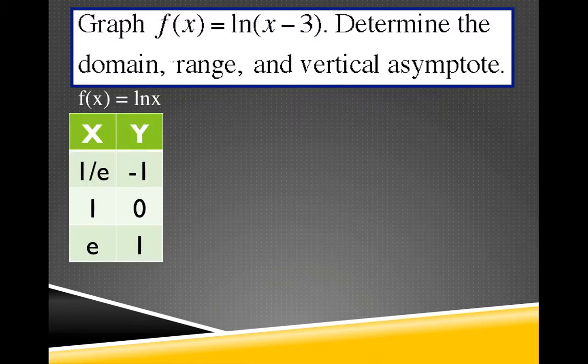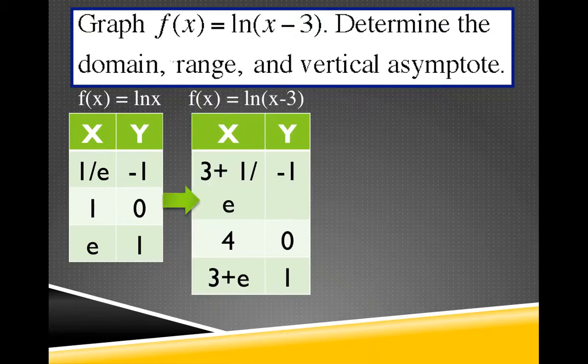Well, the first thing that we're going to do here is graph f of x equals the natural log of x. Well, we know that 1 over e, the reciprocal of e, and negative 1 is a point, (1, 0) is a point, and the base e and 1 is a point. This is 1 over e right here. This looks a little funny. That should be 1 over e. I should probably go in and fix that.